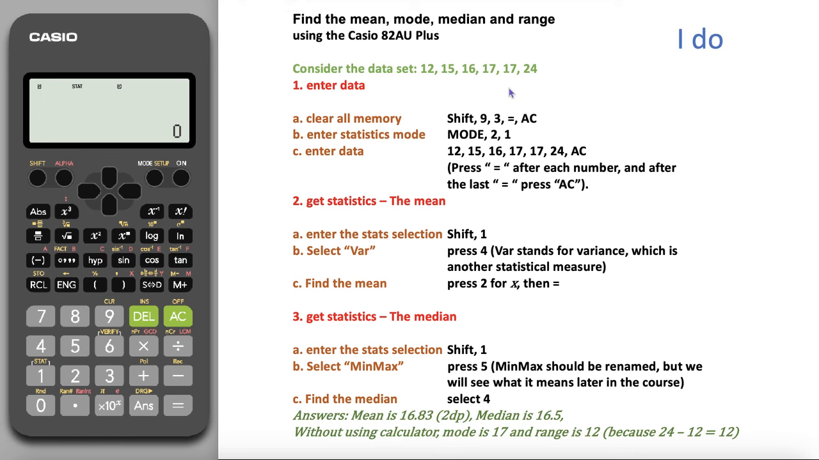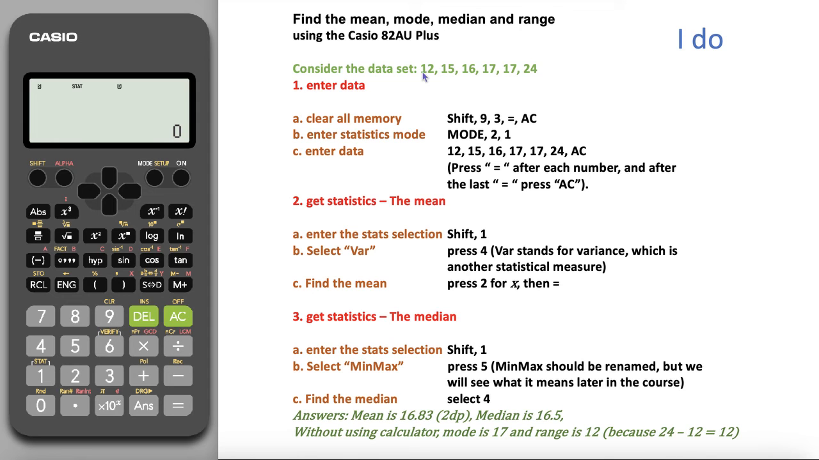The learning intention of this video is for you to be able to use your Casio calculator to find the mean and median of various data sets. In this video, we'll also deal with the mode and range, but we don't really need our Casios to deal with that. Okay, now we've got a data set here to begin with.